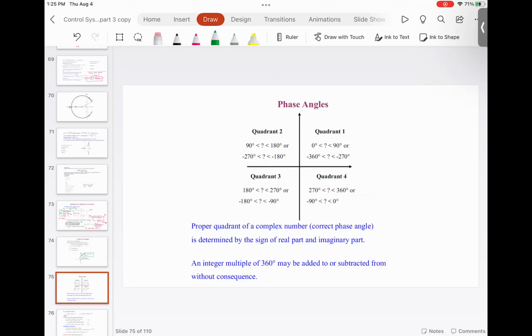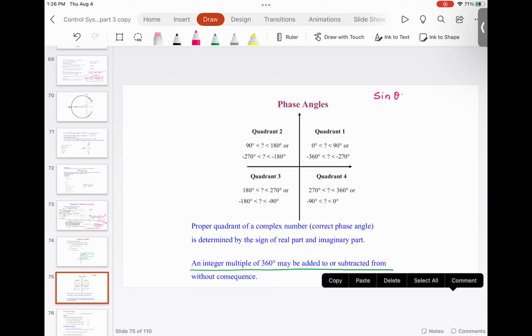Now here is the concept of phase angle. Just like four quadrants, we can assume the phase angle to vary from 0 to 360 degrees. It can be from 0 to 90, 90 to 180, 180 to 270, and 270 to 360. But here is something important that I want you to understand. An integer multiple of 360 degrees may be added or subtracted. So now please try to understand what I mean by this. Imagine if I have a sine signal, sine theta. I differentiate this and now say I have a cosine theta. Now what I'm going to do is plot this sine signal.